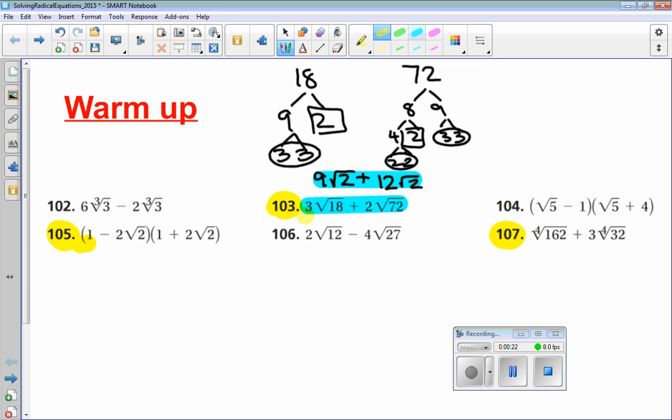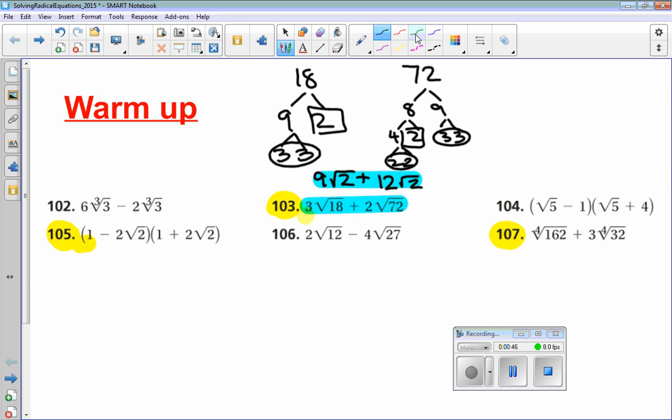So I'm going to type in 3 radical 18, and I'm going to get a decimal. And I want to see, is that the same thing as 9 radical 2? So I know I reduced it right. I can do the same thing with 2 radical 72, and let's see if it's the same thing as 12 radical 2. And it is. So I know that I reduced the problem correctly.